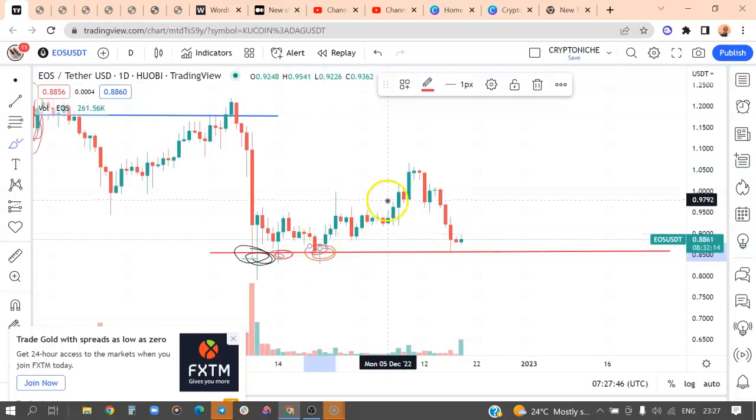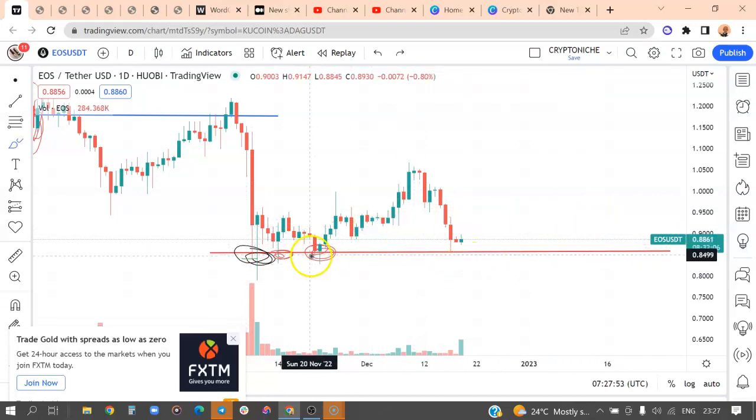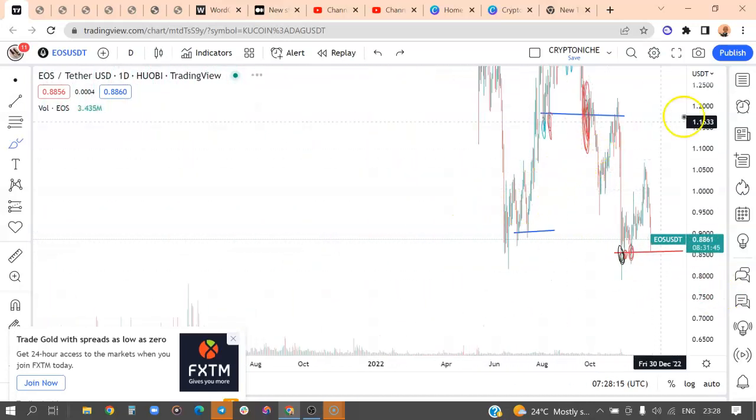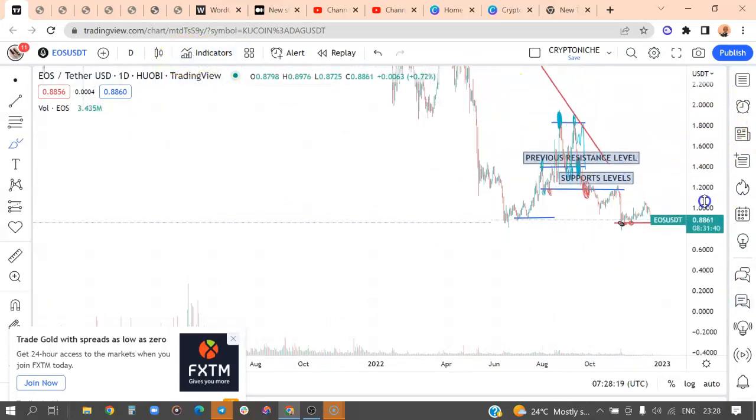Based on what I've shared with you guys so far, there is a high chance that this is going to be broken pretty soon. It was strong here, it became weaker, and there is every possibility that it's going to be broken down from here. But now, this is one fact. Let us have a look at the historical antecedent of EOS.